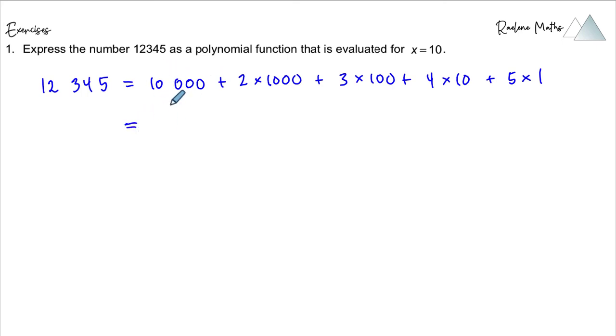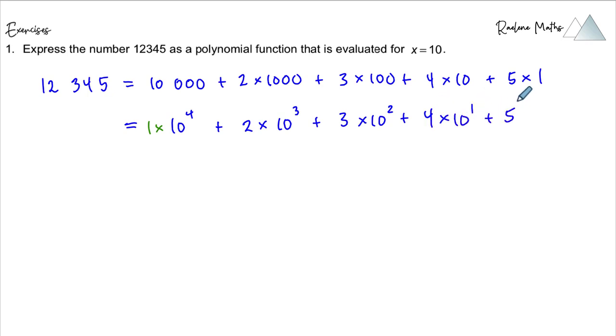Indeed, this is 10 to the exponent of 4, so it's actually 1 times 10 to the 4. And then we have 2 times 10 to the exponent 3, plus 3 times 10 to the exponent 2, plus 4 times 10 to the exponent 1, and then just plus 5, or plus 5 times 10 to the exponent 0. So we have a quartic, cubic, quadratic, linear, and constant.